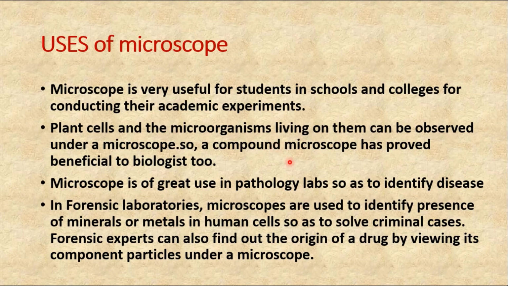And plant cells and the microorganisms living on them can be observed under the microscope. So a compound microscope has proved beneficial to biologists too. And the microscope is of great use in pathology labs to identify disease. For example, malaria can be diagnosed with the help of the microscope, where the RBCs possessing the life cycle of this Plasmodium can be identified. Then in forensic laboratories, microscopes are used to identify the presence of minerals or metals in the human cells so as to solve criminal cases. And forensic experts can also find out the origin of a drug by viewing its component particles under a microscope. So this is all about the brief introduction to the microscopy topic.